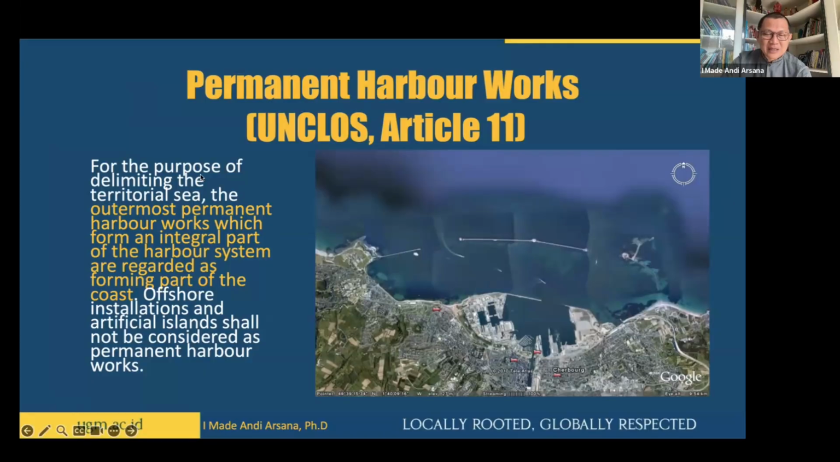For the purpose of delimiting the territorial sea, the outermost permanent harbor works, which form an integral part of the harbor system, are regarded as forming part of the coast. Offshore installations and artificial islands shall not be considered as permanent harbor work. So anything permanent harbor work, even though it is artificial, you can consider that as a baseline. But if it is offshore installation and artificial island, so you cannot use it as a baseline.